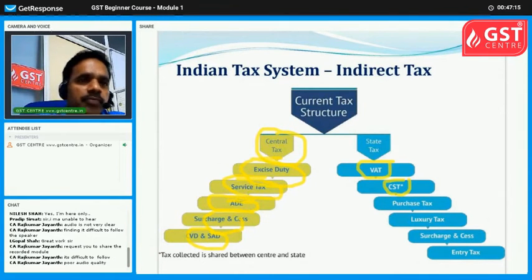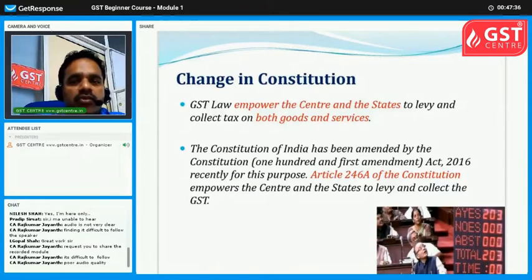So at the present moment, some taxes are governed by the central government and some taxes are governed by the respective state governments. So there was a change in the constitution. The GST law came out, which empowered both central government and state government to collect tax on both goods and services. Because as of now, for manufacturing, only the central government is empowered to collect tax. That is called central excise duty.